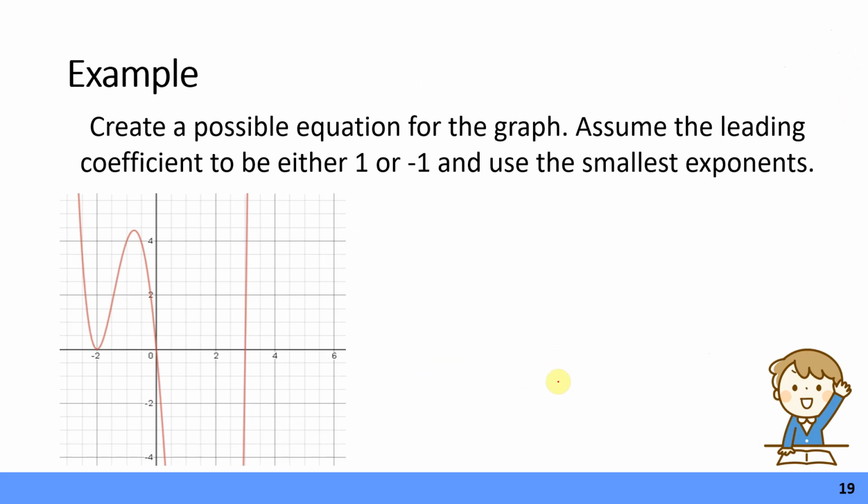So what we're going to do, step 1, we're going to find the x-intercepts. So I have an x-intercept of -2. So all you're going to do is create a factor. Remember, you do the opposite. So I'm going to have x plus 2.